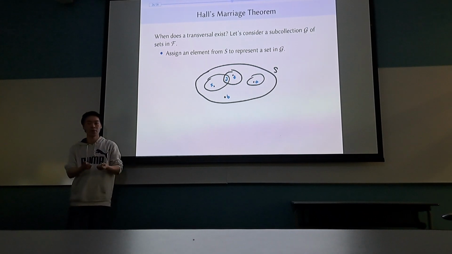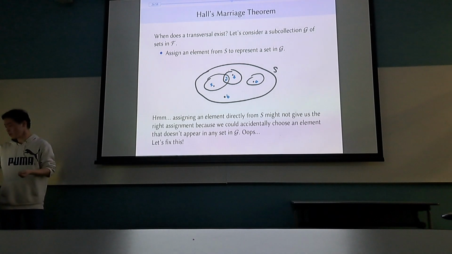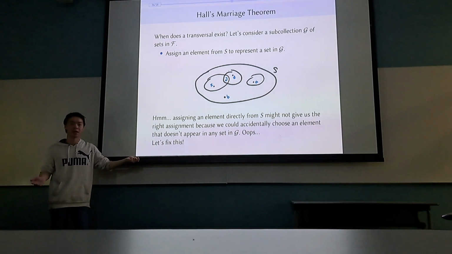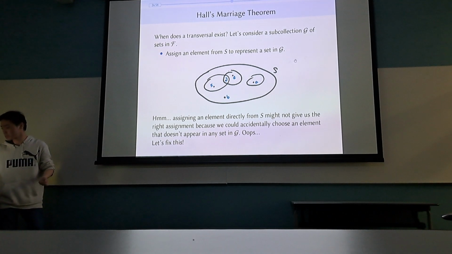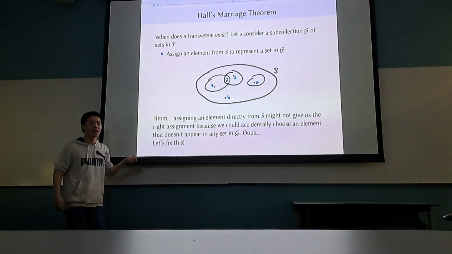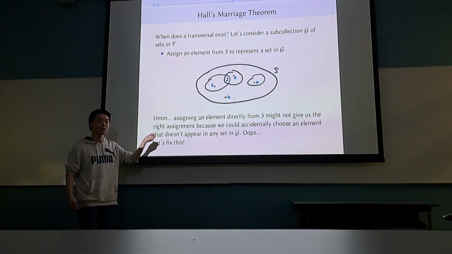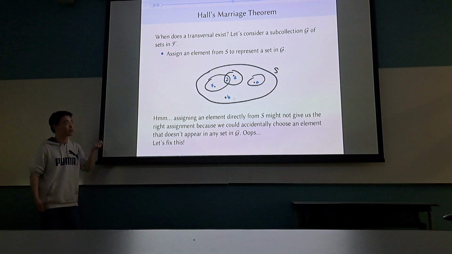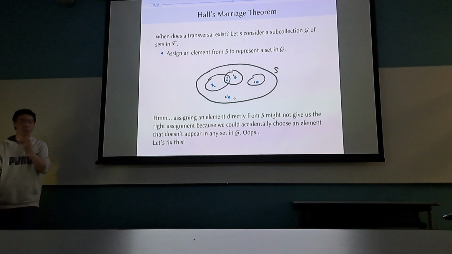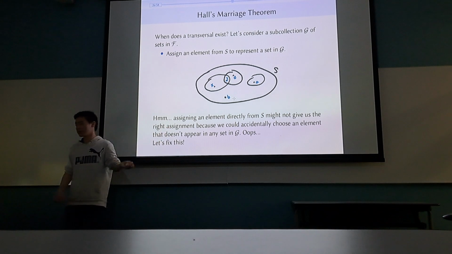The issue here is that if I only choose elements from S, then you might accidentally choose an element that doesn't actually exist in any of my sets. Because I could choose, say, X, Z, and then I could accidentally choose B, which doesn't belong in any of my sets. So as a result, just choosing it from S is not enough. It's too loose of a condition such that a transversal would exist. So we need to think of something a little bit stronger than just choosing it from S or from my transversal.